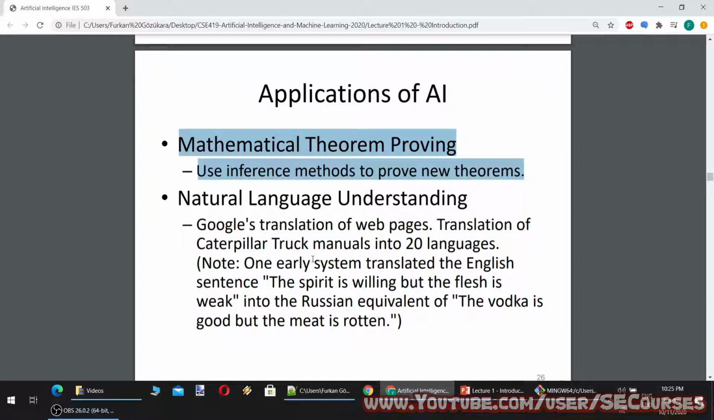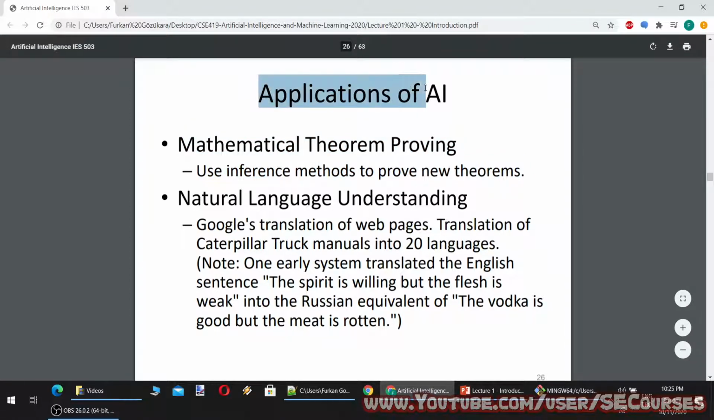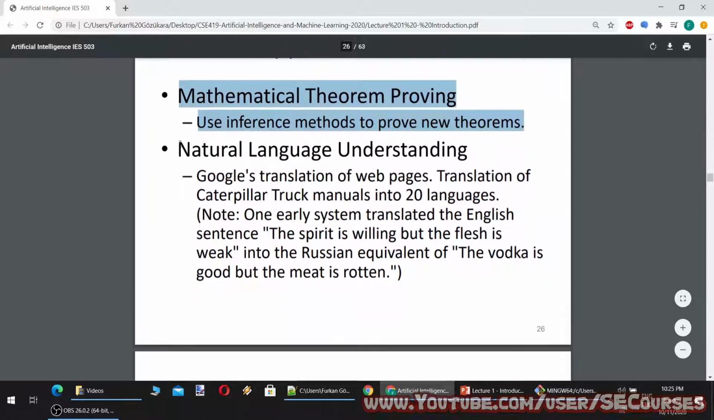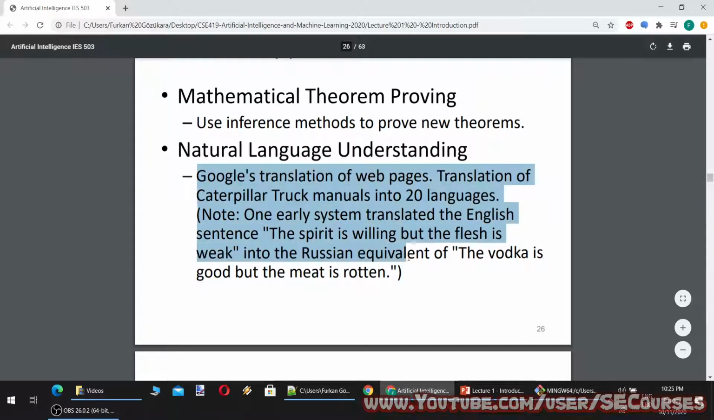Mathematical theorem proving. Use inference methods to prove new theorems. So that is one of the applications of AI: mathematical theorem proving, where you can use inference methods to prove new theorems, which is very exciting, and very difficult also.